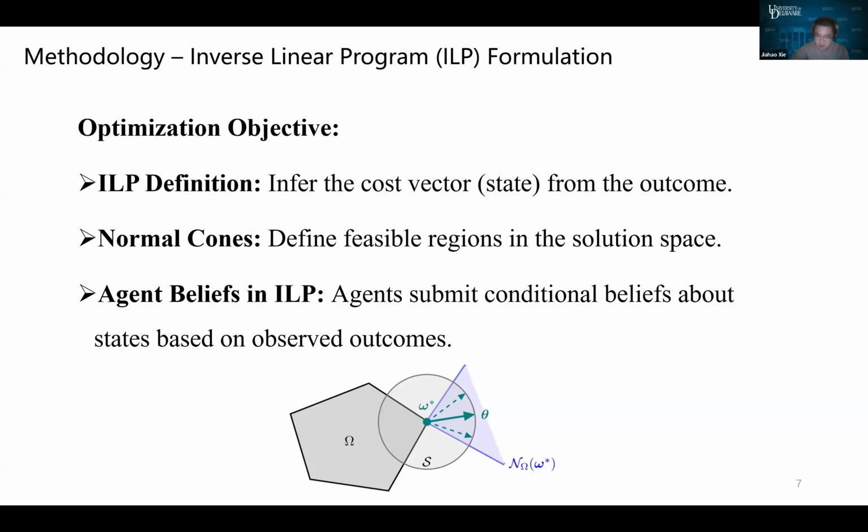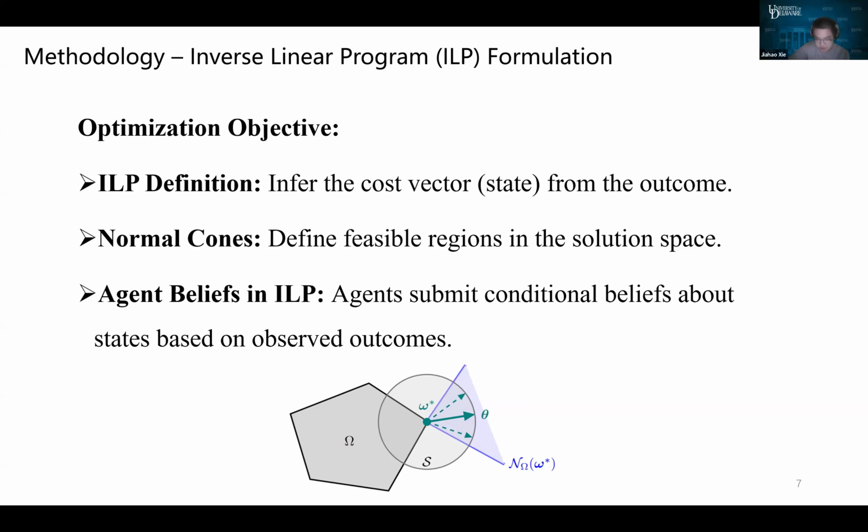Now let's look at how the authors apply these ideas in the context of an inverse linear program. The objective in inverse linear programming is to infer the state or cost vector of the system based on the observed outcome. Agents submit their beliefs about the states that could have produced this outcome, and these beliefs help us identify which state might be the true one.